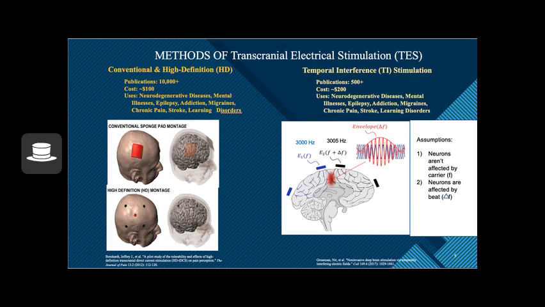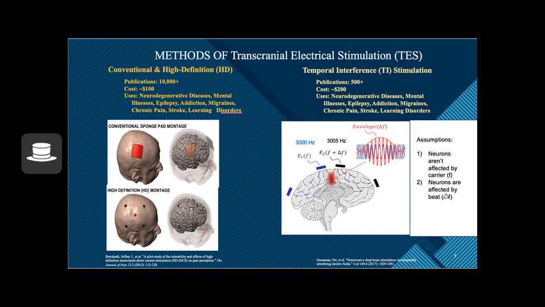The two techniques of transcranial electrical stimulation that I'll be discussing are the conventional high definition and the temporal interference technique. The conventional method uses two large saline-soaked sponges. One, termed the injecting current electrode, is placed over the region of interest that sends in either a constant or alternating electric current. The other, termed the return current electrode, is placed far away from the region of interest.